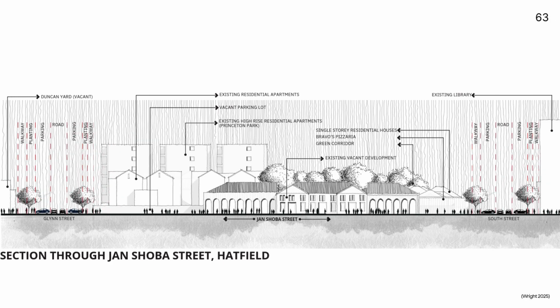Then for the section along Jan Schauber Street, the existing urban form is shown. Therefore, the dominance of architecture and infrastructure in comparison to the human scale is evident. There is a lack of cohesive balance between the urban components.